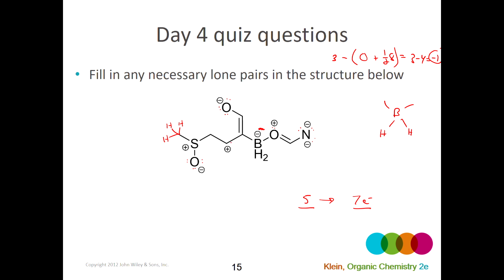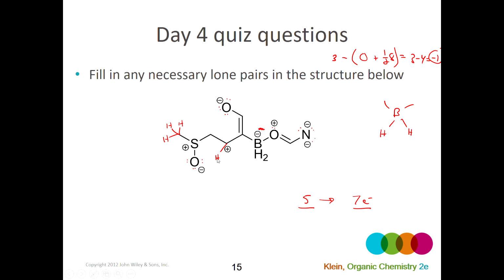Would there be any lone pairs on this carbon here? No, because a positive charge means it has 3 bonds. So you also would want to recognize there's only 1 hydrogen attached to this carbon, not 2, because then it wouldn't be charged if it had 4 single bonds.